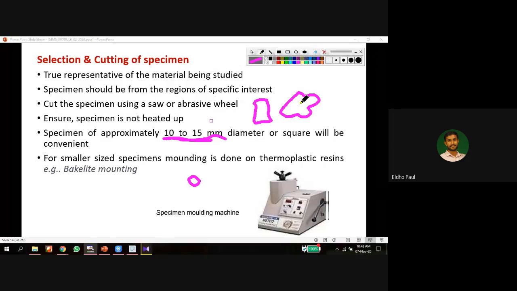For example, the specimen may be of irregular shape, or it may be very small in size. In that case, further processing will be very difficult. We have to grind and polish this specimen, and in all these processes it is very difficult if the specimen is very small or irregular in shape. So what we do is mount some thermoplastic resin around this specimen. We can increase the size of the specimen by adding thermoplastic resin around it. That is called the mounting process.